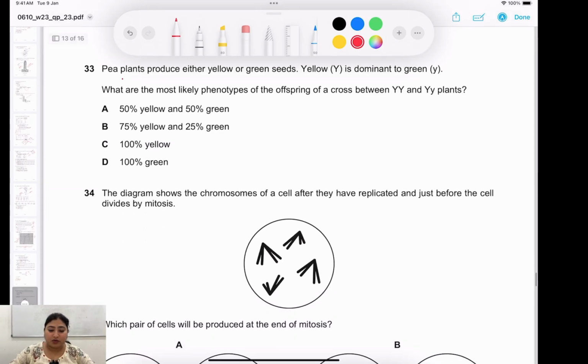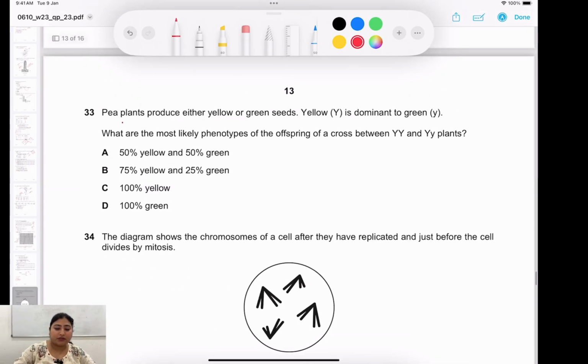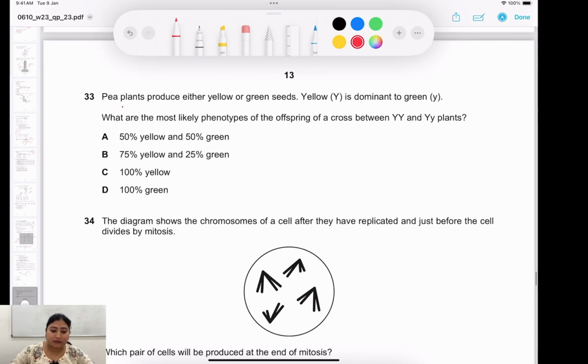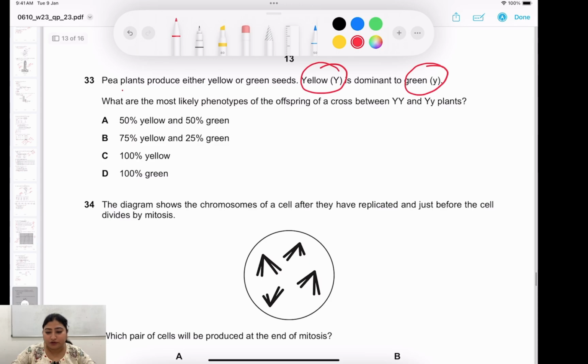Okay, so when we talk about question number 33, pea plants produce either yellow or green seeds. Okay, the important information which is given here is yellow (Y) is dominant to green. That means yellow is dominant and green is recessive. Okay, what are the most likely phenotypes of the offspring of a cross between capital YY and capital Y small y?